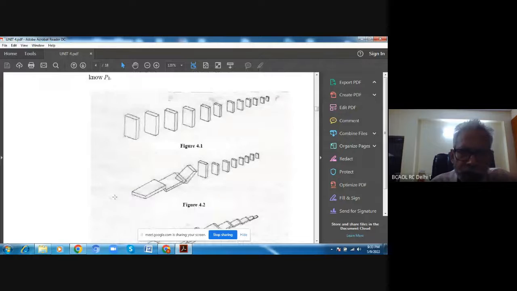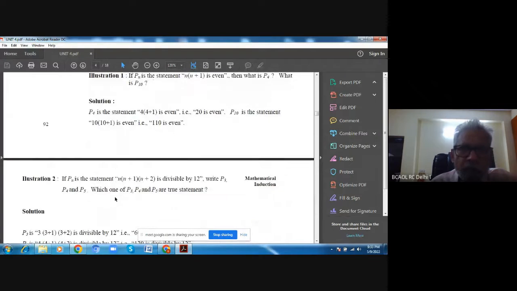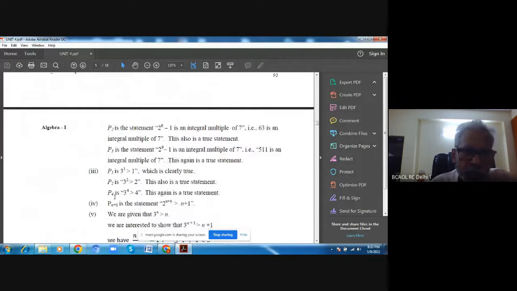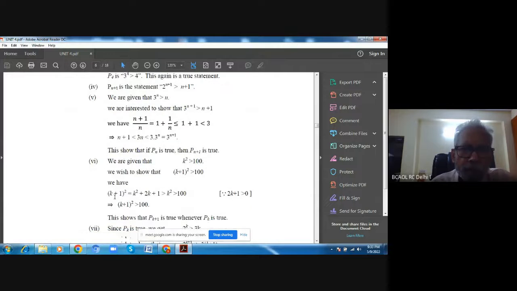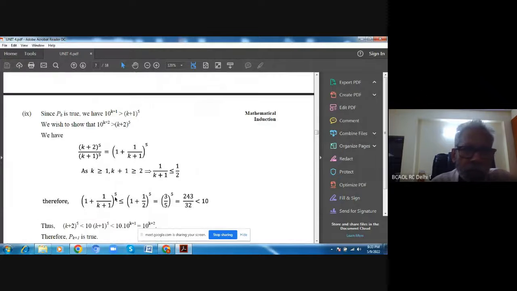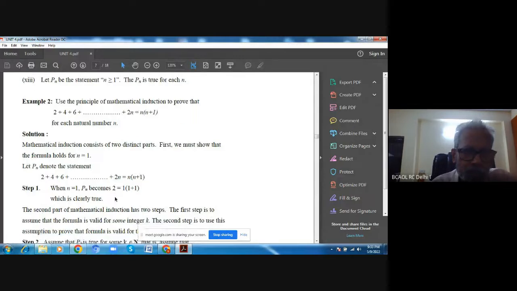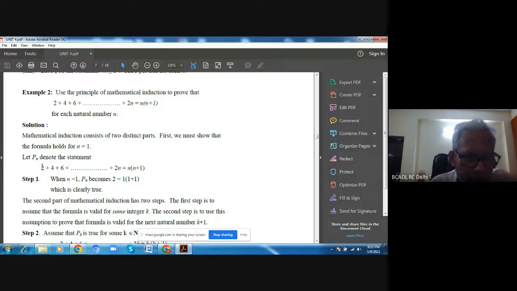Then finally one example is also given, and I can show you some of the examples here. You see, this type of question normally comes in the exam. Using the principle of induction, that is 2 plus 4 plus 6 up to 2n equals n into n plus 1. So each time, first solution, first steps. So Pn denotes the statement. In the exam time, you can start this way only.